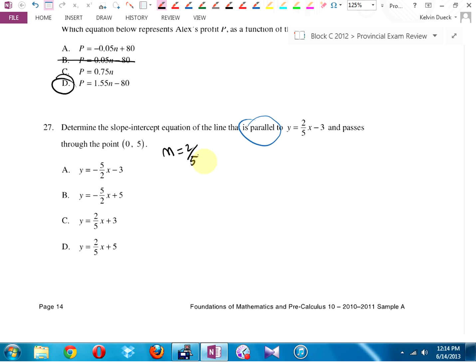So I asked myself two questions. The first one is, do I have a slope? Second one is, do I have a point? Yes. Normally I would have said then let your second point be x comma y, and then put it into the slope formula, and then cross multiply.